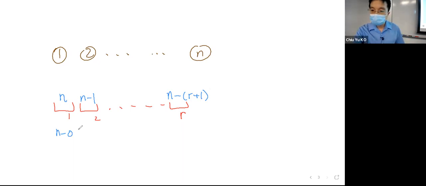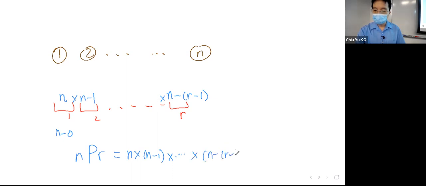Oh, sorry, it's r minus 1. Okay. So because counting from 0 to r minus 1 is actually r, right? That's why, when you multiply this, it is what we call nPr. This is the same as n times n minus 1 times ... times n minus r plus 1.